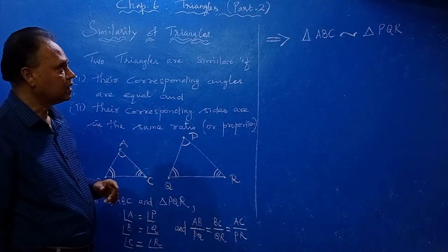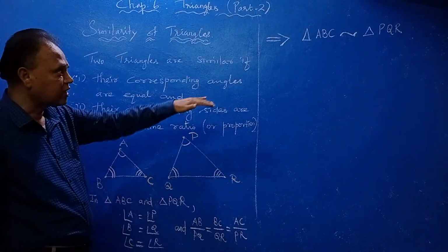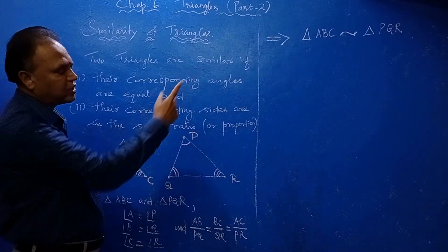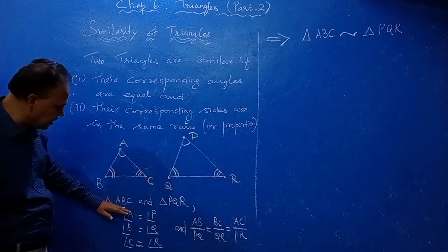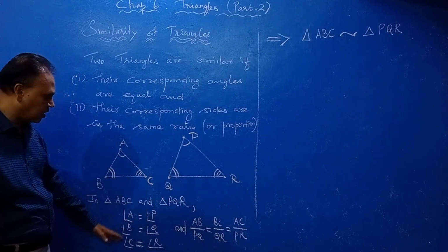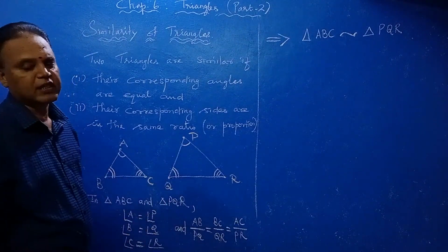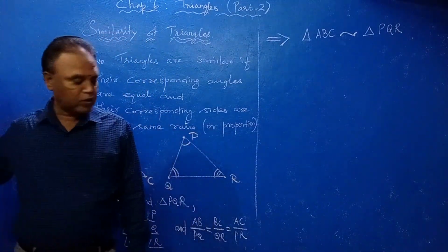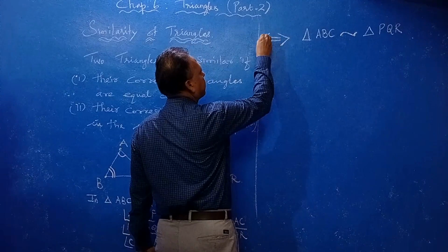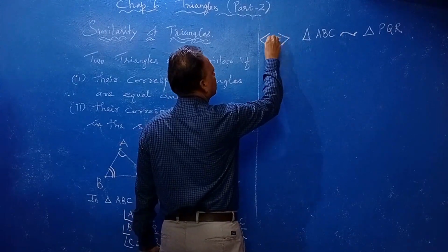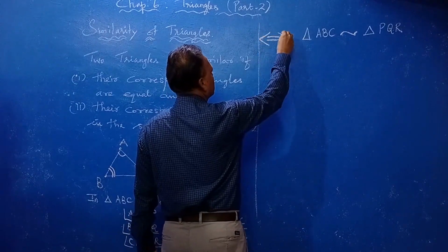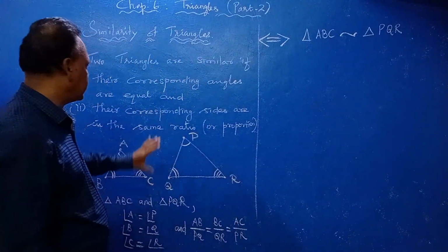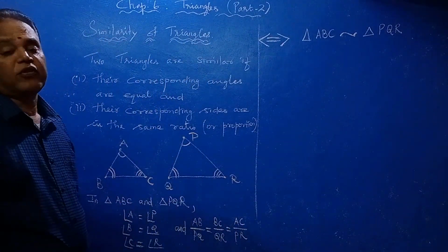This is vice versa. Conversely also it is true. If two triangles are similar, then you can write these two results: all the corresponding angles are equal and all the corresponding sides are proportional. Clear? That's why we can put this symbol. Both ways it is true. Understand? So this definition of similarity of triangles is very important.